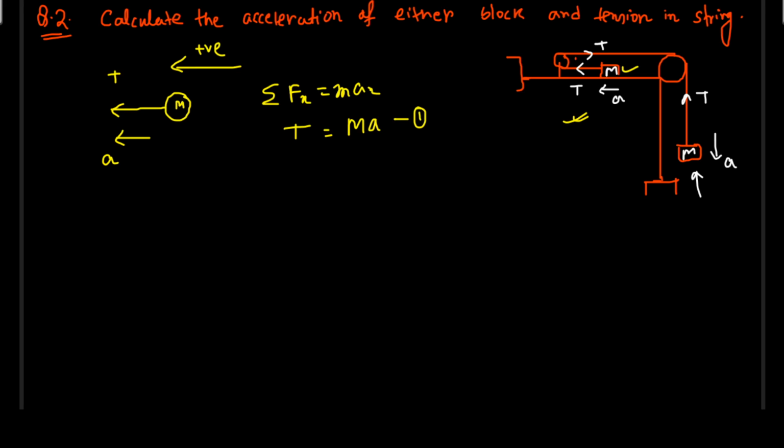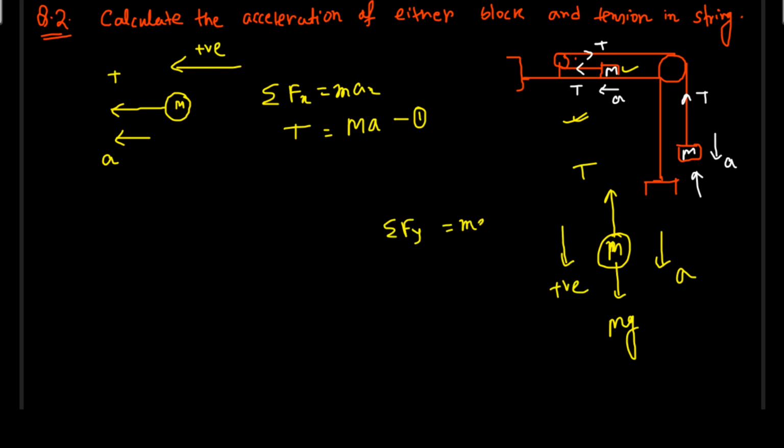Now if we talk about this mass, which is the same mass, capital M. Here is the mg force, and along the vertical direction the force is T, in the upward direction, and the acceleration is along this direction. If we take this direction as positive, then the equation of motion will be summation Fy is equal to Ma, and summation Fy is nothing but mg minus T. So mg minus T is equal to M into A.